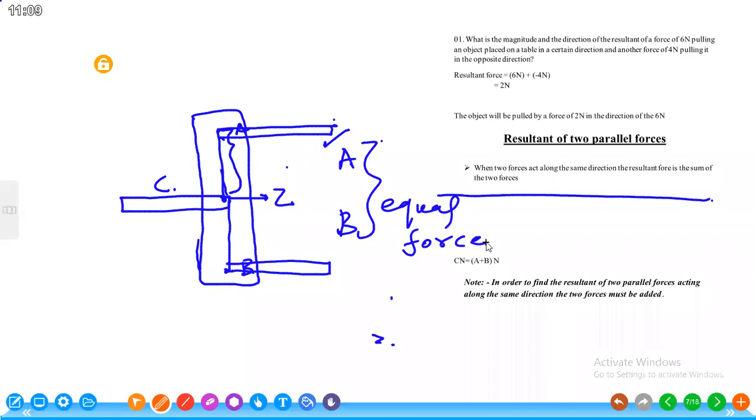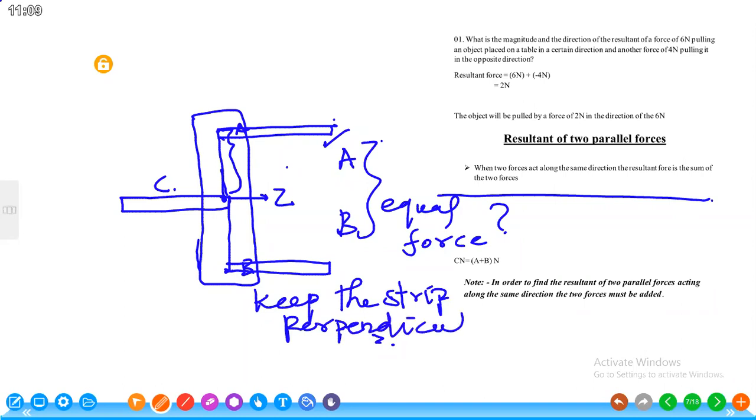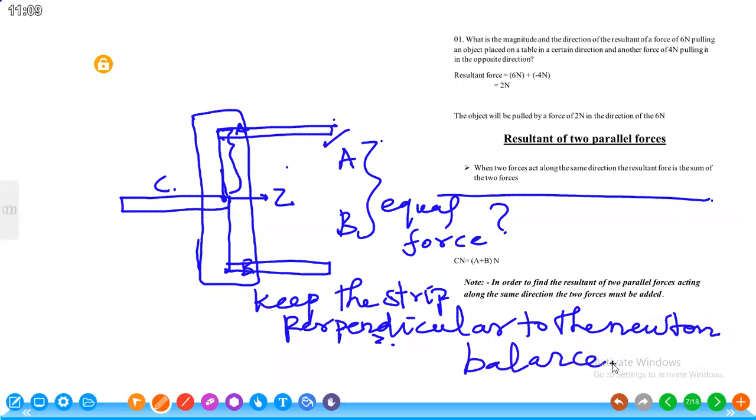Why are equal forces applied here? What is the reason? The reason is to keep the strip perpendicular to the Newton balance. Mostly questions like that are asked in the question paper, so please note it, students. This question is mostly asked.